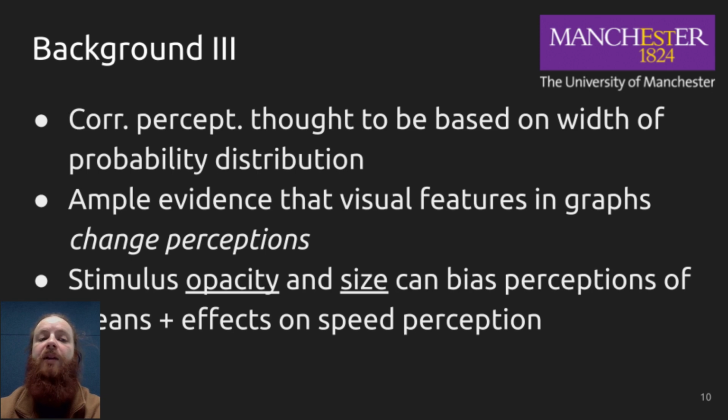There is, however, ample evidence that changing visual features in graphs is able to induce changes in people's perceptions of those visualizations. Additionally, we know that opacity and size changes can bias perceptions of means and can have effects on, among other things, speed perception.